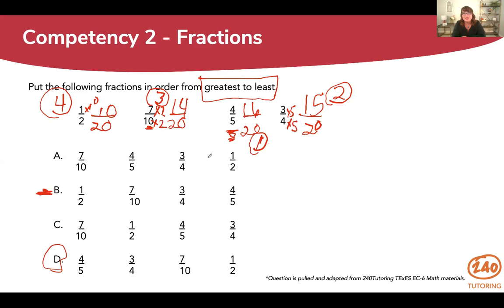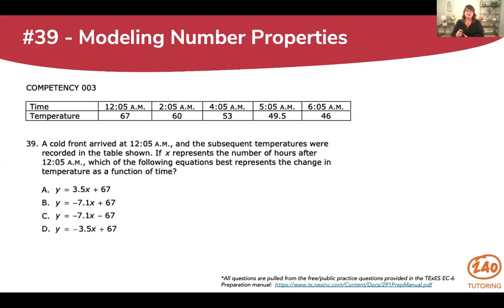So be careful if it says greatest to least that you put them in order from greatest to least. If you just try to look at these denominators, that answer is also there. So you've got to know that you've got to get a common denominator. Now, let's look at competency 3.